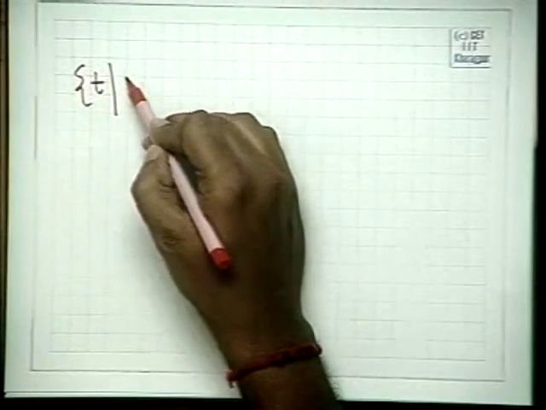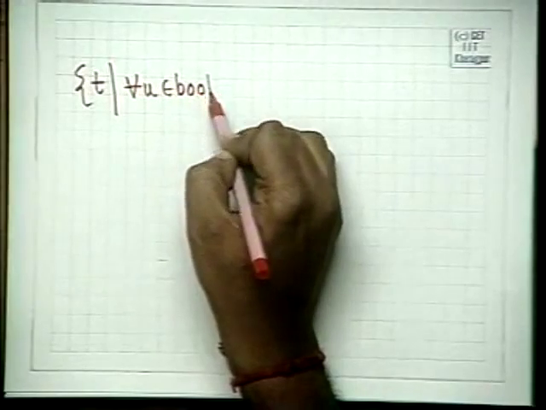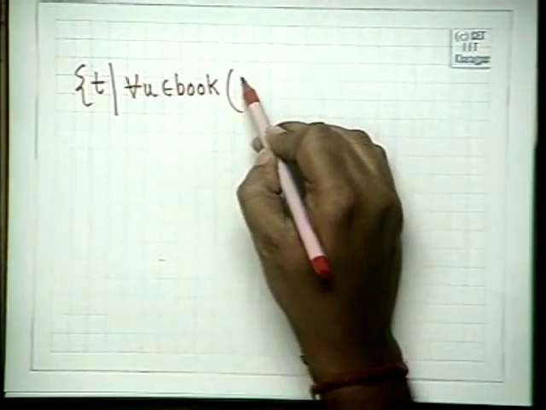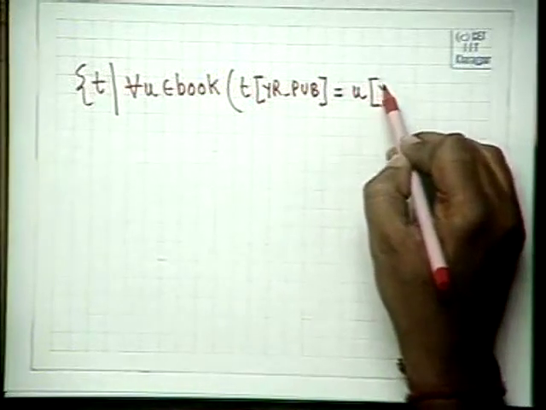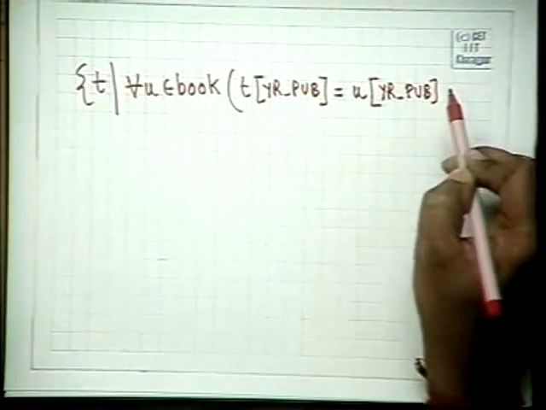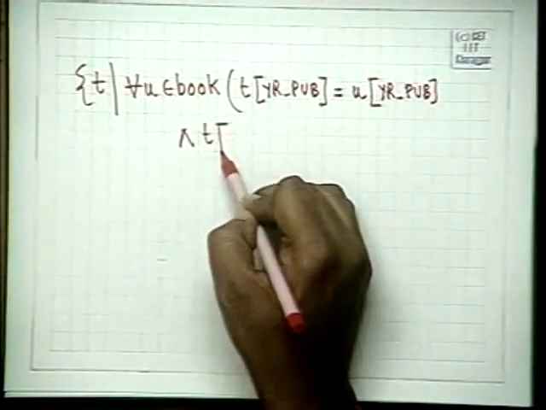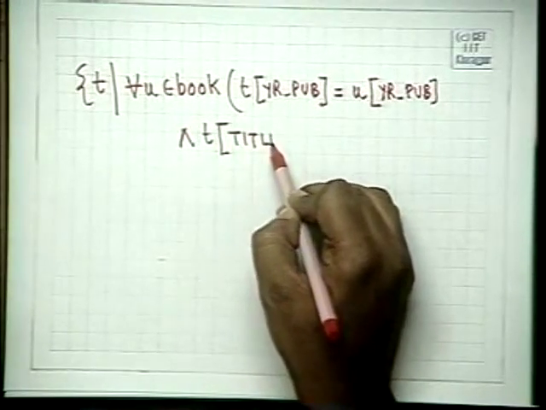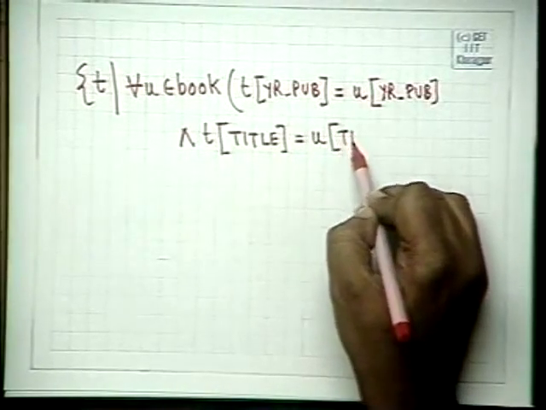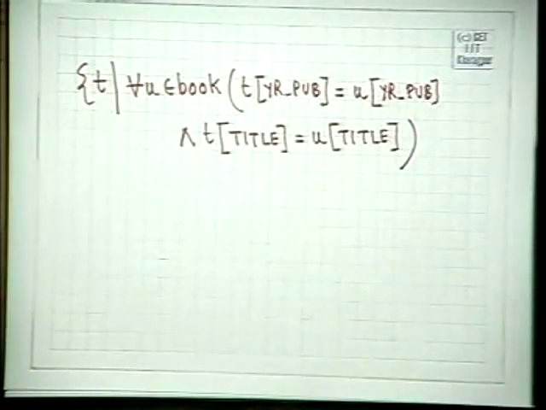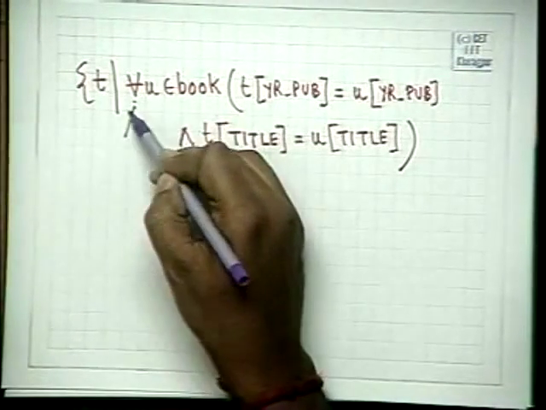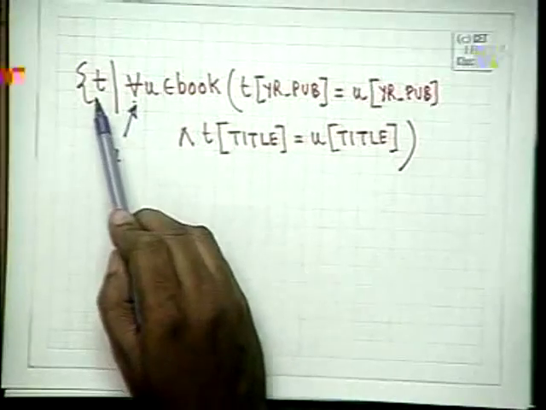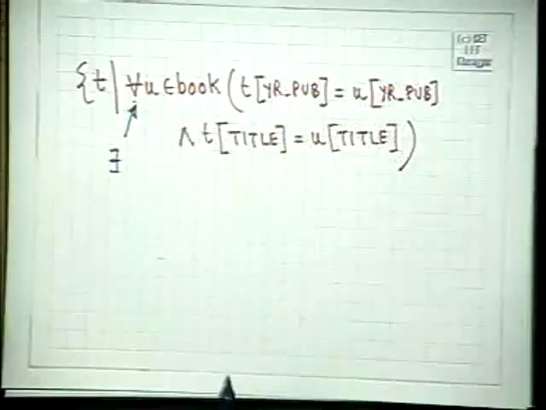T for all U element of book, T of year of publication is equal to U of year of publication. Let us see what this looks like, what this means. If this was replaced by there exists, it would mean that for every tuple in T, there may exist some tuple in book such that the year of publication and title is same. So I will just select out the year of publication and title.